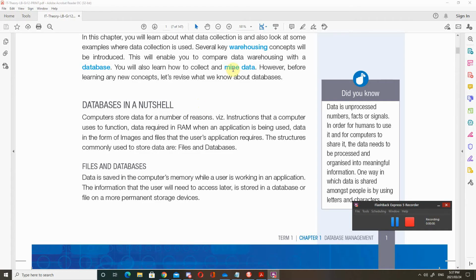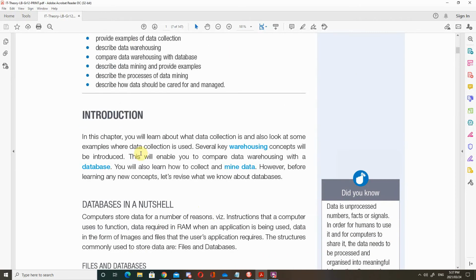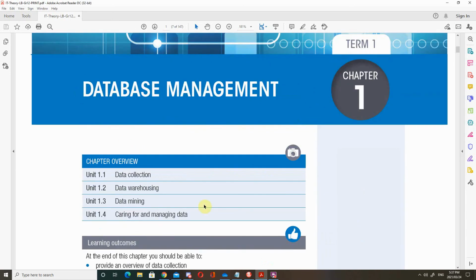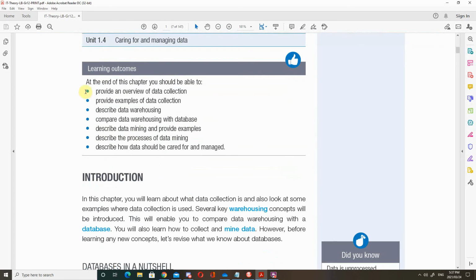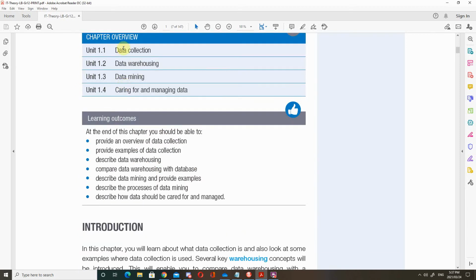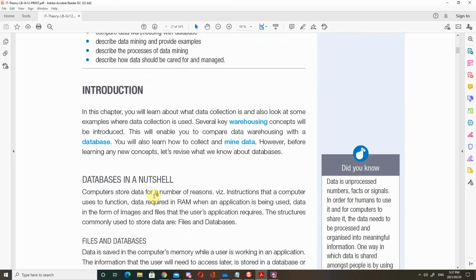Okay, so we're doing chapter 1, which is database management. At the end of the chapter, we'll be able to think of all these things, focusing on data warehouse, data mining, and then data collection and so forth. So there's our data collection, warehousing, mining, and caring for the data.